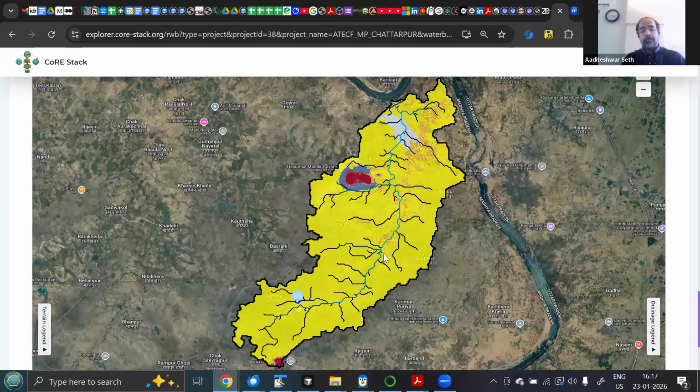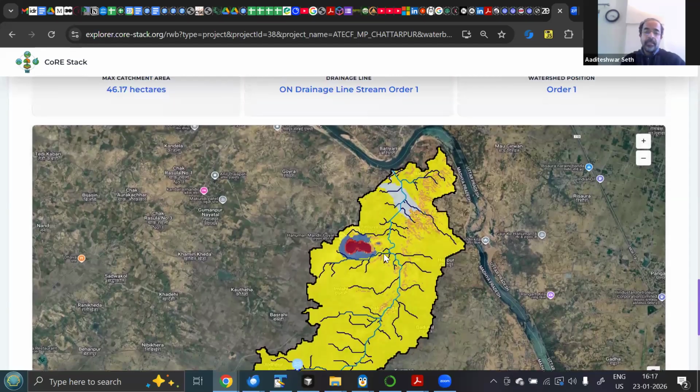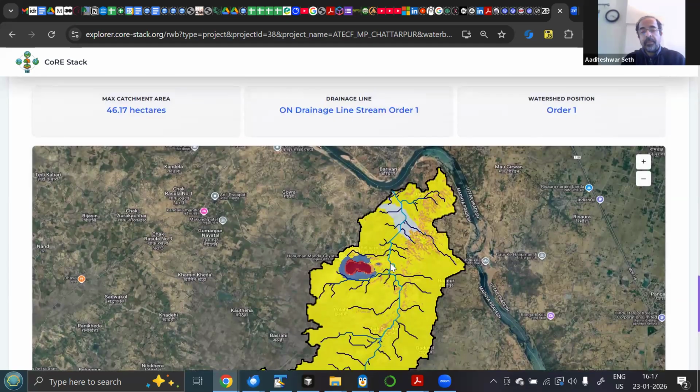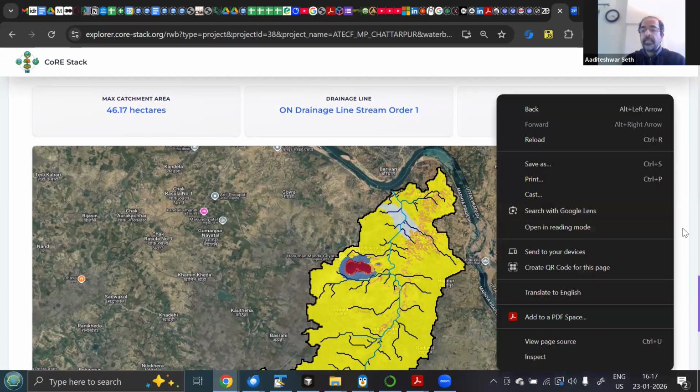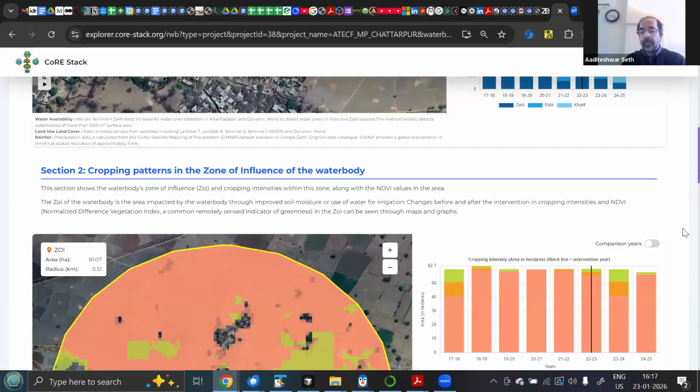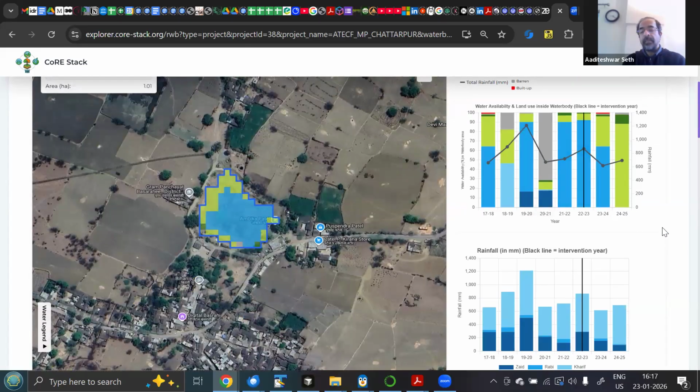So now the idea is that there are several variables that affect what improvement the water body might see as a result of desilting. There are some static variables, like what is the catchment area and what drainage line it's on. Similarly, it could be affected by the rainfall. How much rainfall is happening in that year? If more rainfall is happening, then you might see more effect.